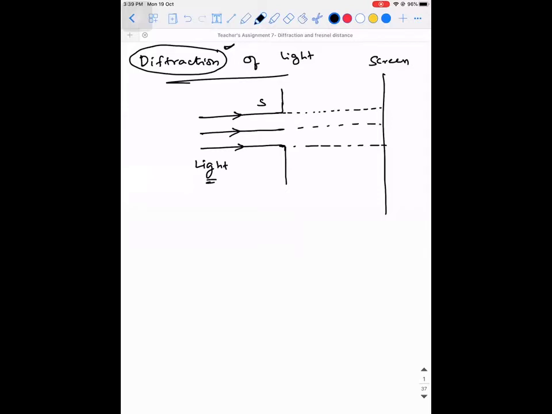What would have been our expectation? That we would have found a bright spot at this place. Right? That is, when light is passing like this, we would have thought that only this part of the screen will have the light falling on it. But what do you think will happen in reality? It will actually get spread. It means it will start bending like this.